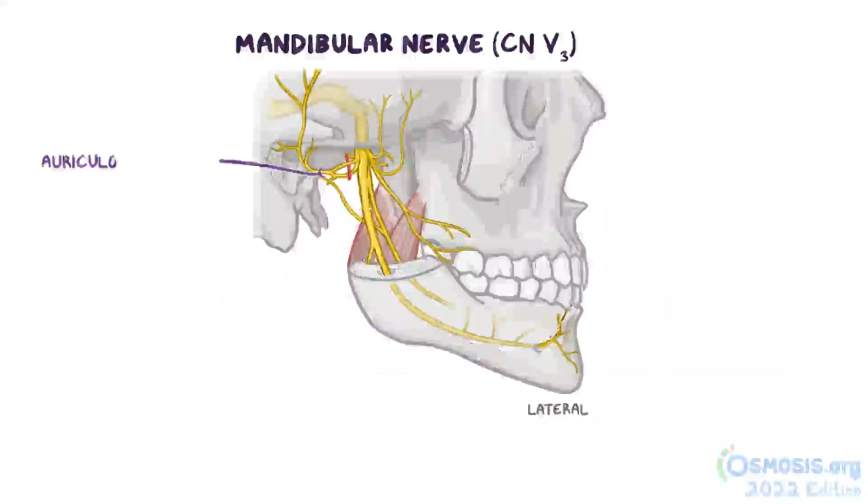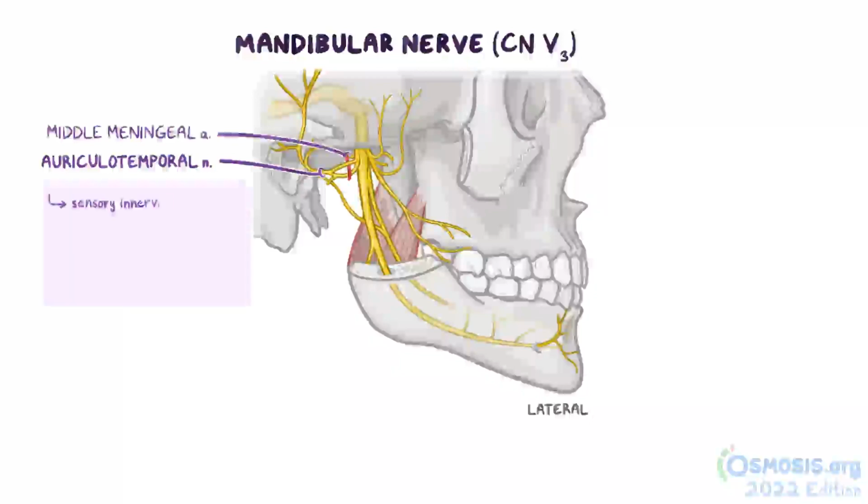Second, the auriculotemporal nerve branches posteriorly, deep to the lateral pterygoid, to encircle the middle meningeal artery. It then supplies sensory innervation to the temporomandibular joint as it courses between the head of the mandible and the external acoustic meatus. From this point on, it crosses the zygomatic process of the temporal bone and supplies the skin of the anterior side of the ear, or the auricle, and temporal region.